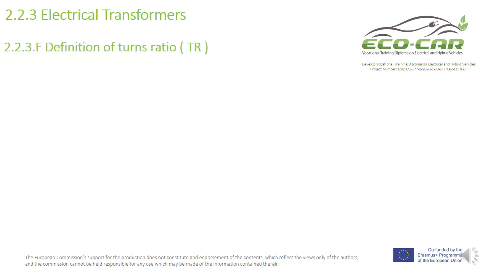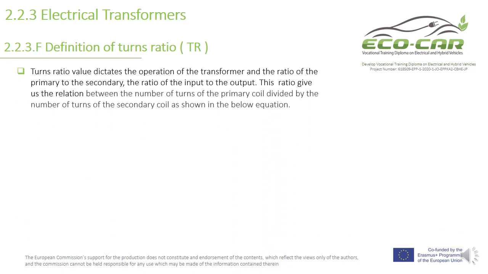Definition of turns ratio, TR. The turns ratio value dictates the operation of the transformer, and it is the ratio of the primary to the secondary, the ratio of the input to the output. This ratio gives us the relation between the number of turns of the primary coil divided by the number of turns of the secondary coil, as shown in the equation below.